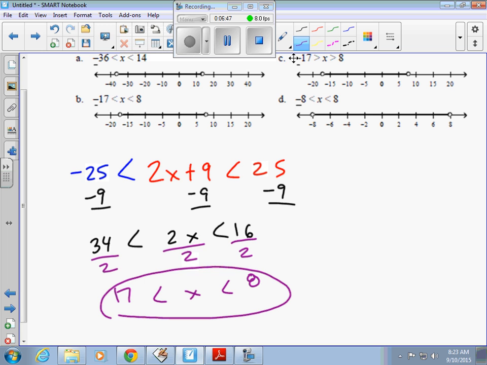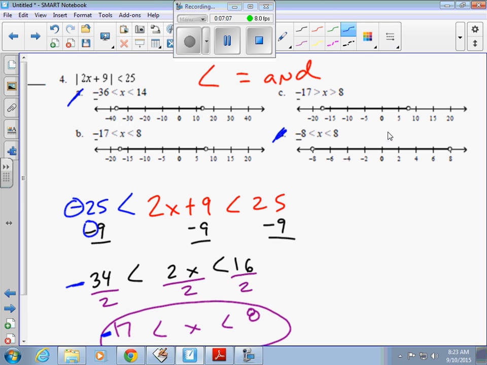Oh, excuse me, everybody. I just noticed. Negative 25 minus 9 is going to be negative 34. This one's going to be negative 17. Excuse me. But negative 17 is less than x is less than 8. Okay, so that eliminates A and D for you. You have to choose between C and B. Notice C is greater than for all of them, so that one's out as well.